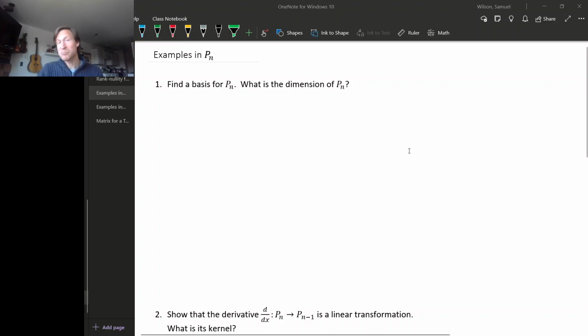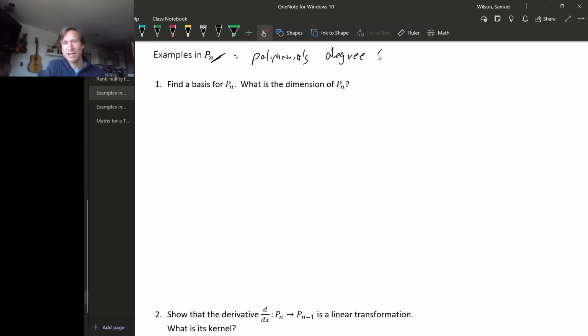Let's look at some examples of using familiar linear algebra ideas in the context of general vector spaces. So for example, let's look at some examples in P sub n. Remember, P sub n is the collection of all polynomials with degree less than or equal to n. Okay. So what is a basis for P sub n?